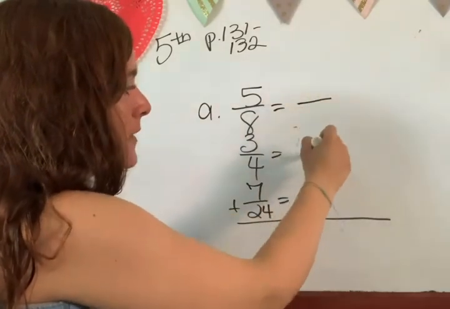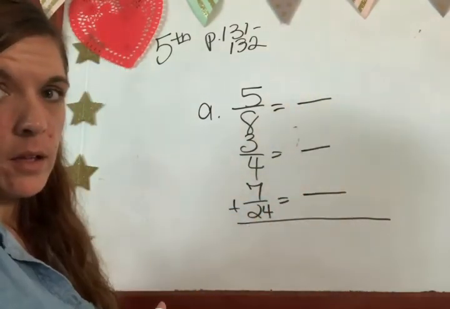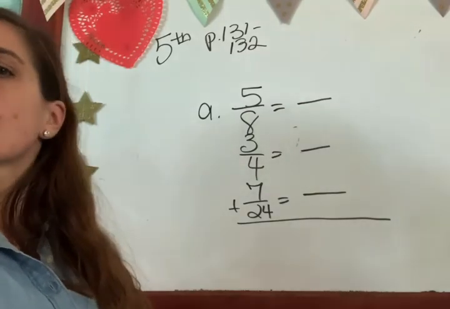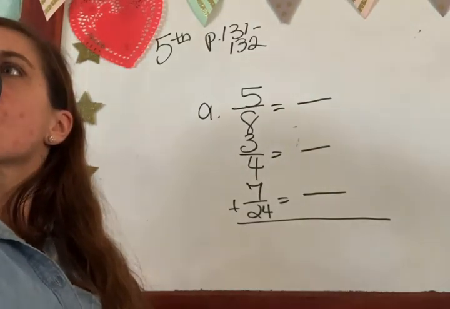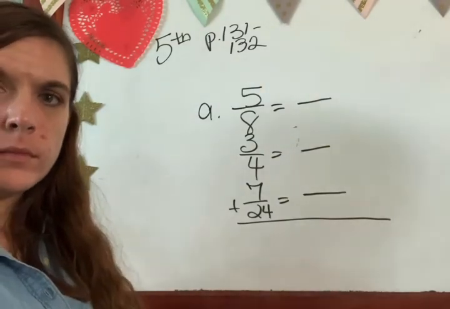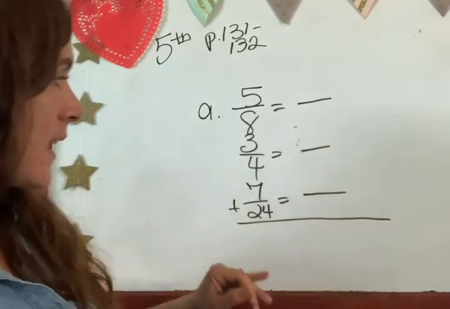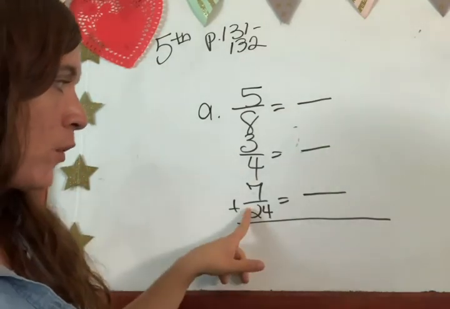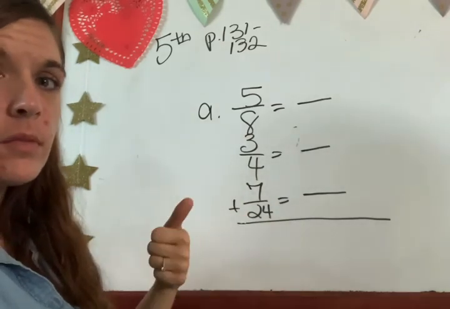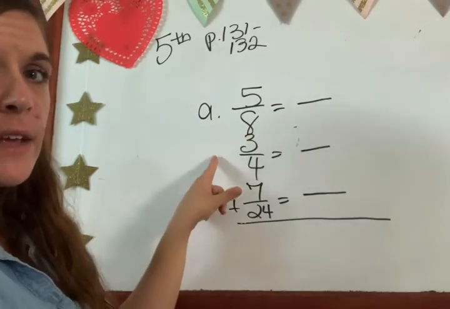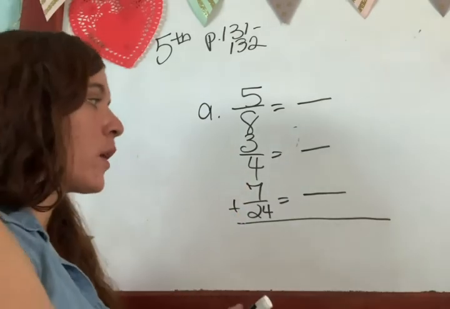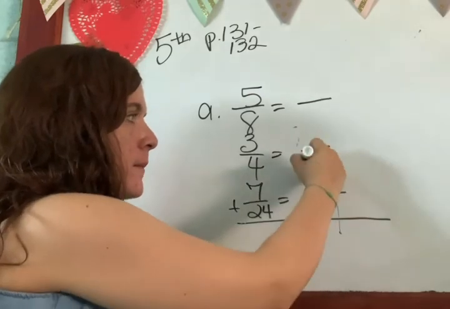Okay, what's our common denominator going to be? Look at it. What's our common denominator going to be? Okay, let's see it. What's our biggest denominator? 24. Can 8 divide into 24, Ethan? Yes, 24 divided by 8 is possible. Can 4 go into 24? Yes, it is. So 24 is our denominator, right?